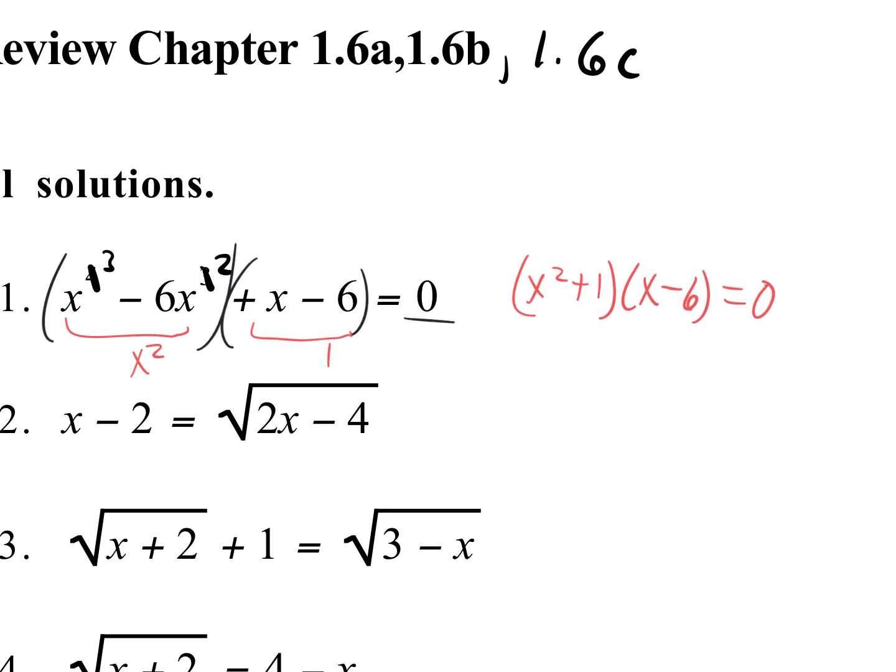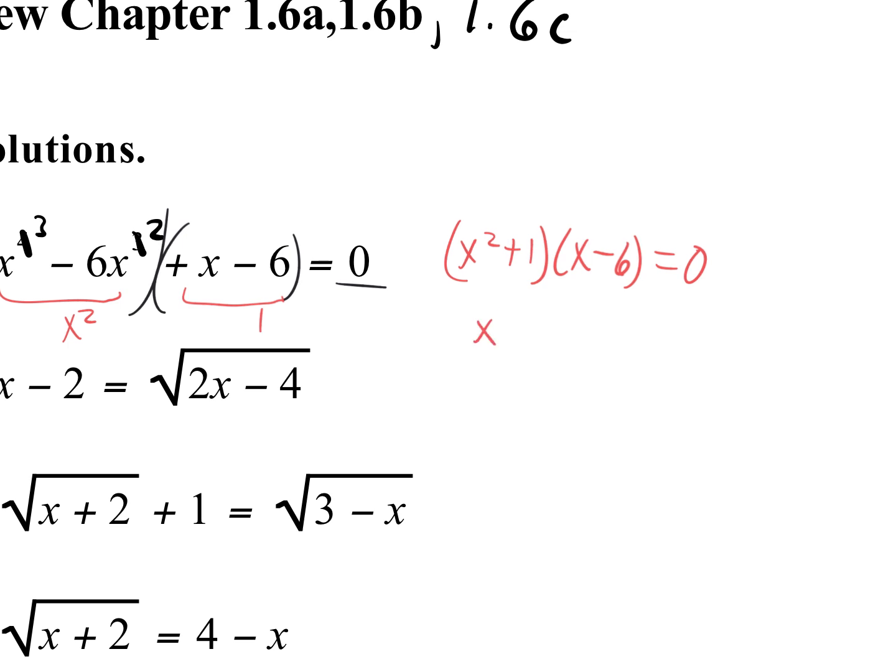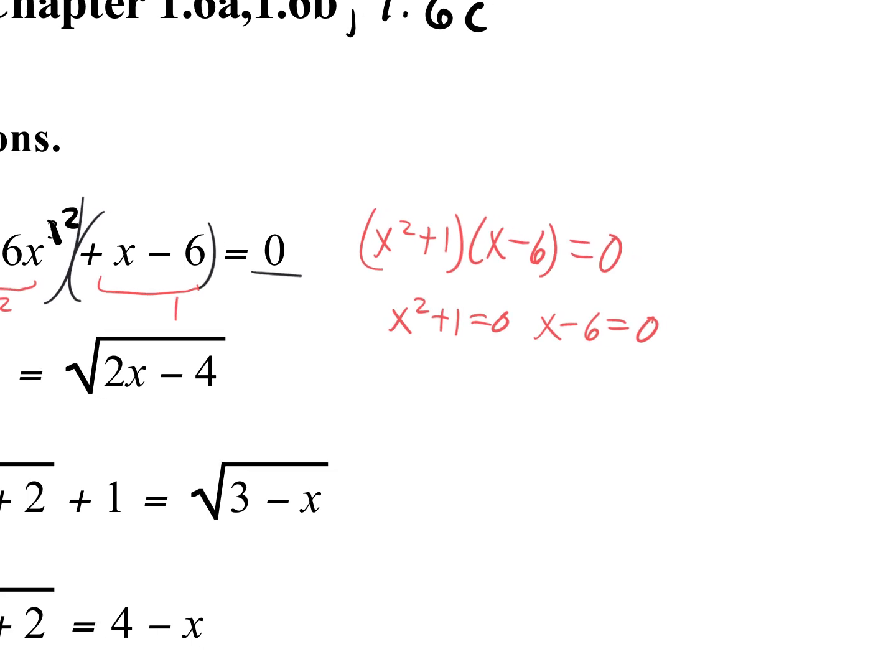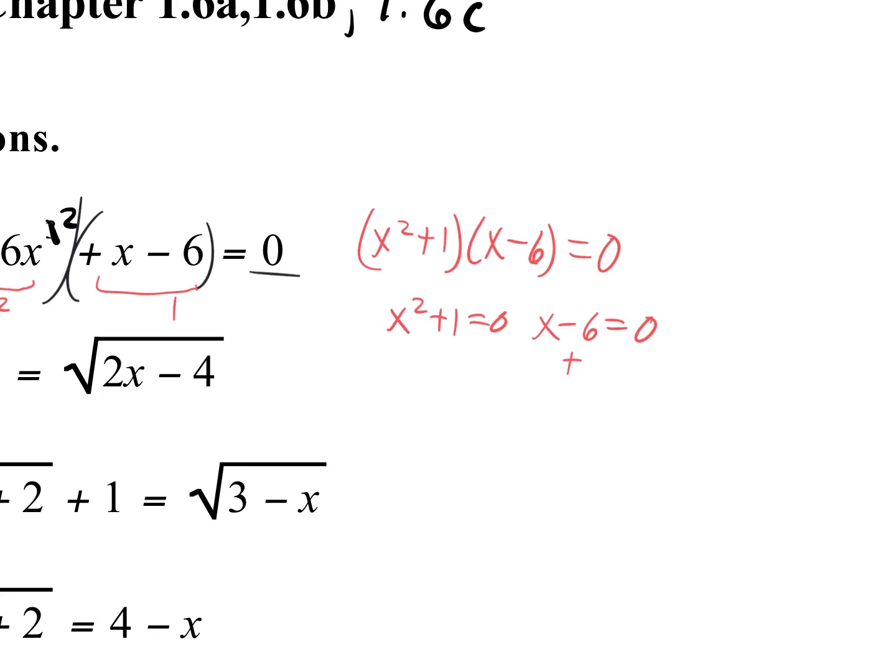And now that we grouped it, we want to set each factor equal to 0. So it's going to be x squared plus 1 equals 0, x minus 6 equals 0. If you see 4 terms, you want to group it. And then we can solve this one. We want to add 6 on both sides. One of our answers is going to be 6.